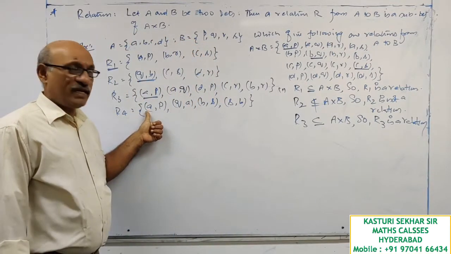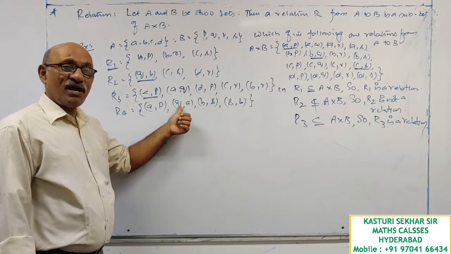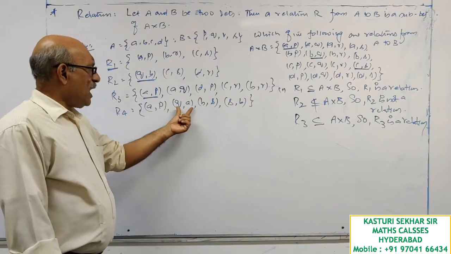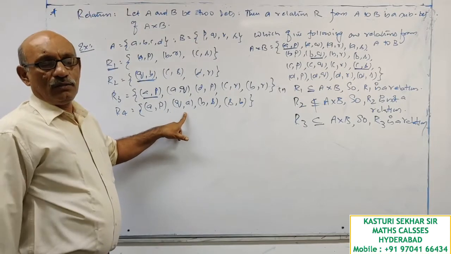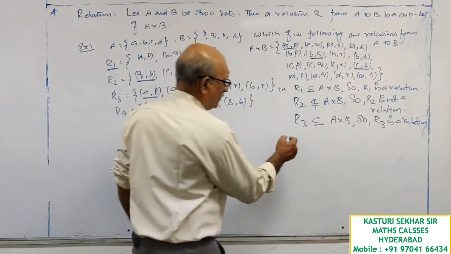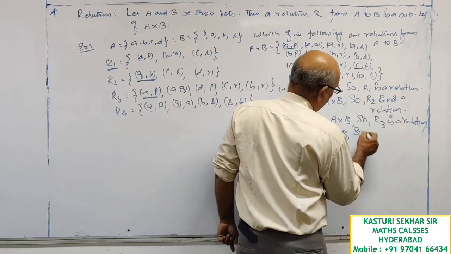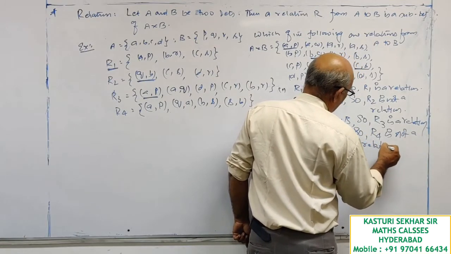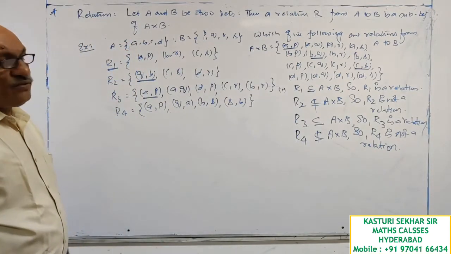R4, first element is from set A, second element is from set B. But look at this ordered pair. First element is not from set A, second element is not from set B. It is in a reverse order. And (Q, A), you don't get in this cross product. This element you don't get in the Cartesian product of A cross B. R4 is not a subset of A cross B. So R4 is not a relation.